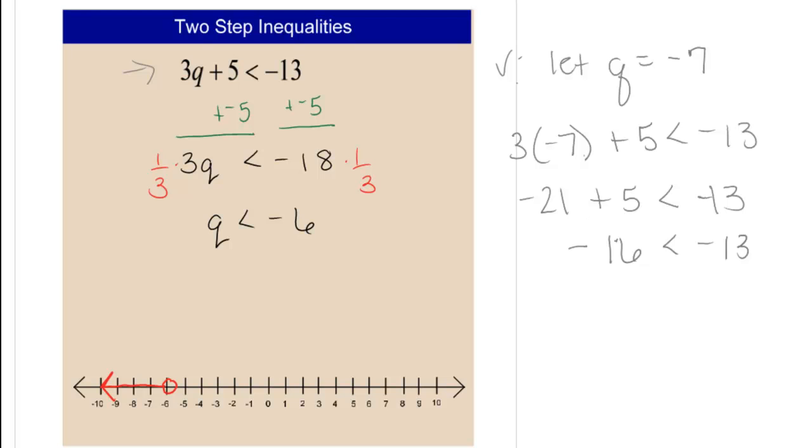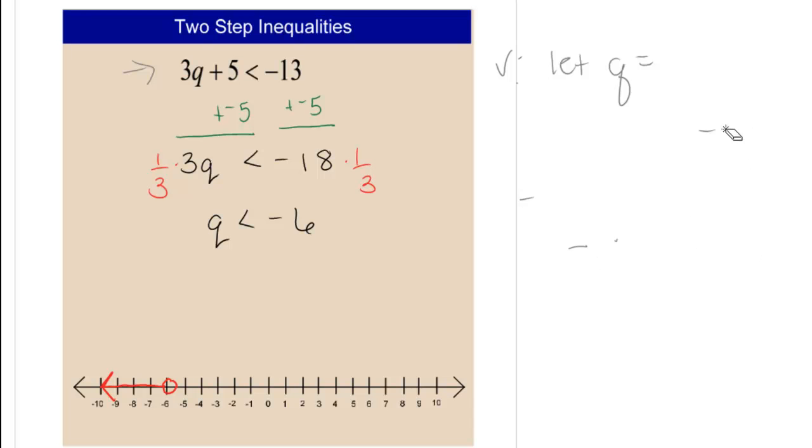Well, we've proven that -7 will work, but there's lots of other numbers we could check with, and the other thing is, if q is less than or equal to -6, we wouldn't be checking to see if -6 works. In other words, doing a check step is kind of an imperfect way to check with inequalities. So what I usually do is I let the variable equal whatever my actual solution is, even if it doesn't have an equals to with it. So in this case, I'd let q equal -6, and I'm just going to treat this like an equation and see how it turns out.